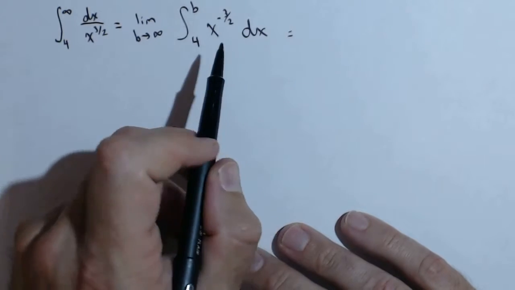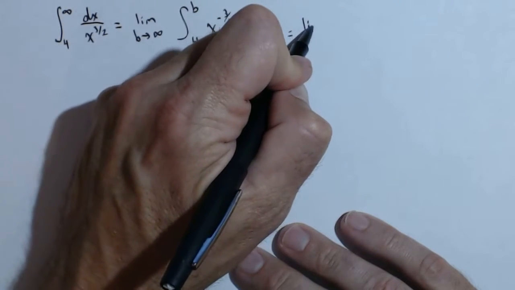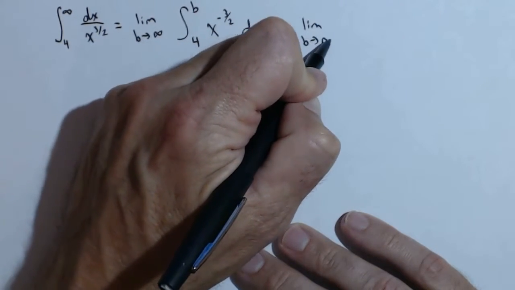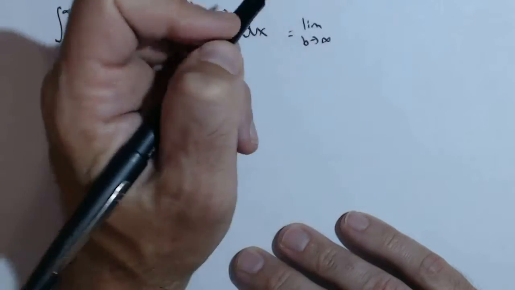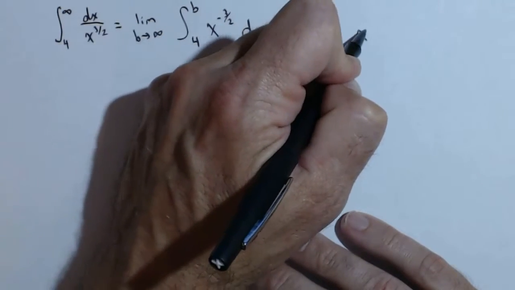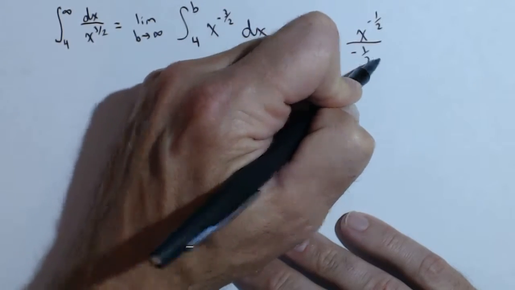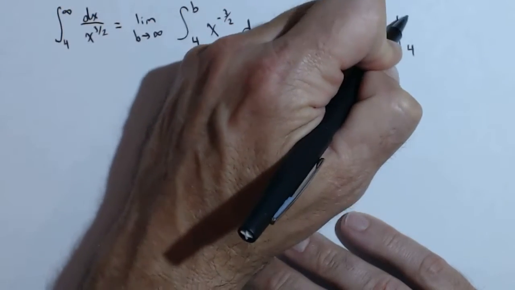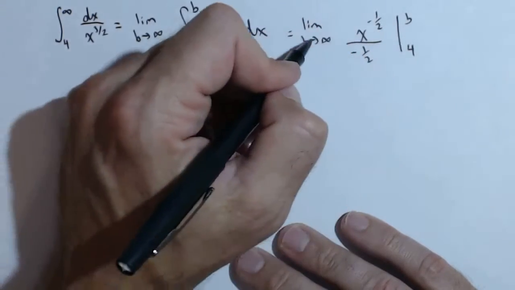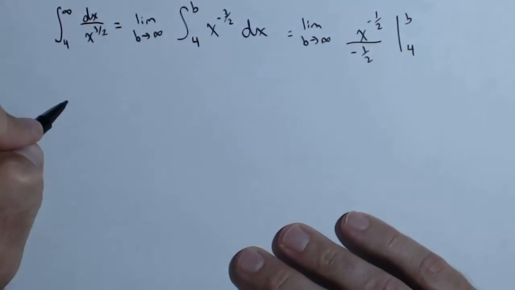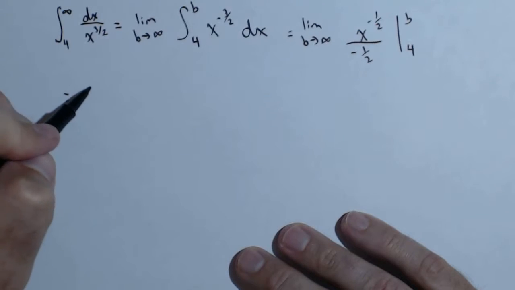So we have a pretty easy power rule here. So we get the limit as b goes to infinity. This is going to be, and we're going to increase the exponent by 1. That's going to become x to the negative 1/2 divided by the new exponent. And we're going to have to put in those limits before we take the limit. Using that word two different ways, I know it can be confusing.